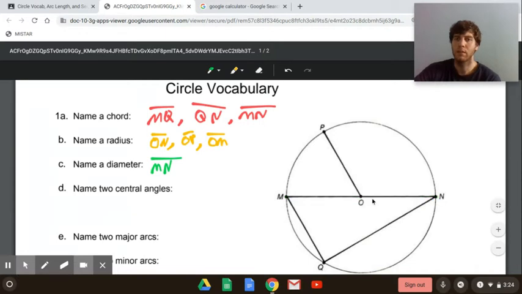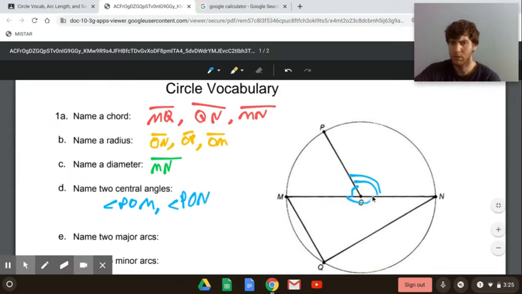Okay, central angles. Angles whose vertices are the center of the circle. So we have angle POM would work. You also could do PON. There's another central angle. The vertex O is the center of the circle, so any of the angles that you have are going to have O in the middle.